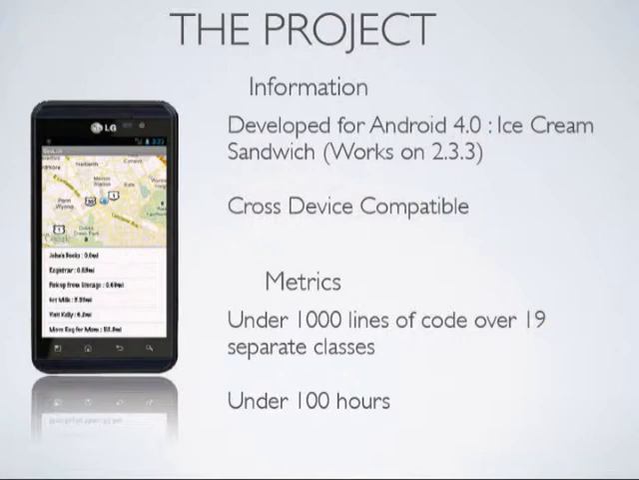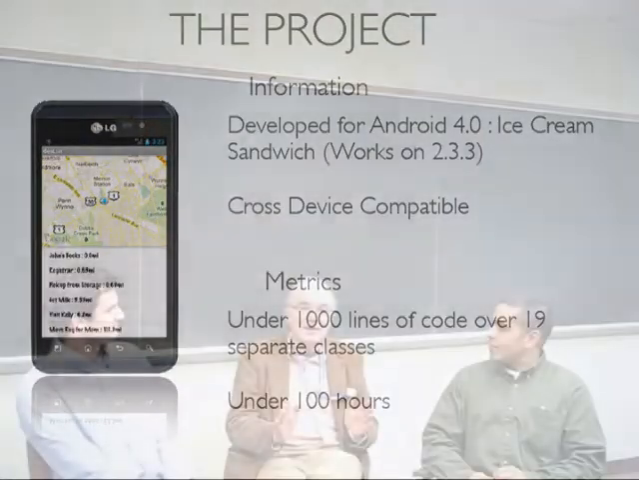So in the end, we had under 1,000 lines of code, which we were very proud of, in 19 different classes, including activities and layouts. And the entire application came together in under 100 hours, which we were very proud of. It came together very quickly, and it looks great, so we're very proud of it.